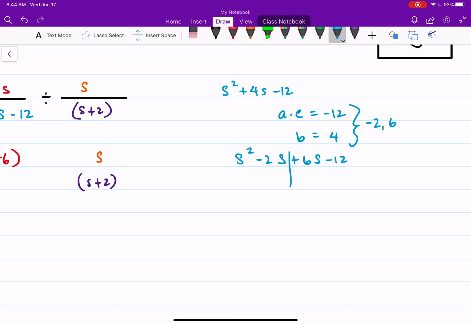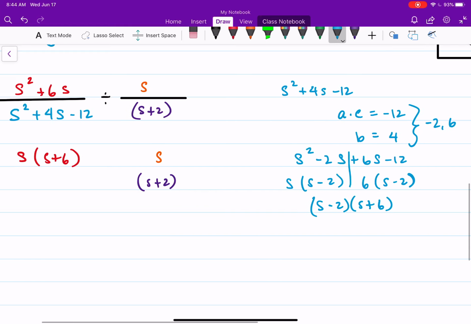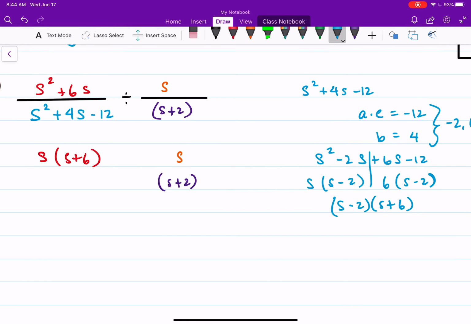Split them. GCF on the left is s, leaving me at s minus 2. On the right is 6, leaving me at s minus 2. So I have an s minus 2 with an s plus 6. Okay, so now I can put this over here: s minus 2 and s plus 6.